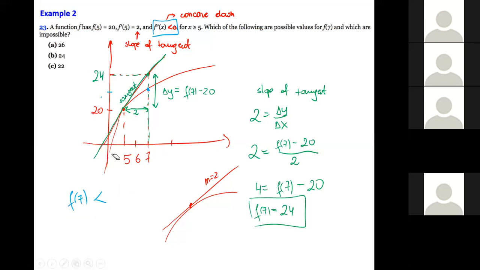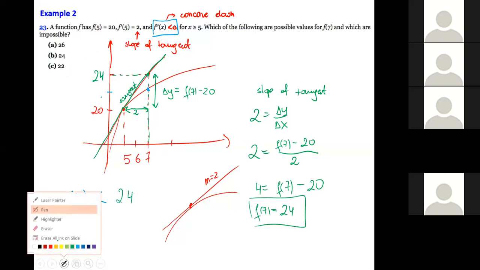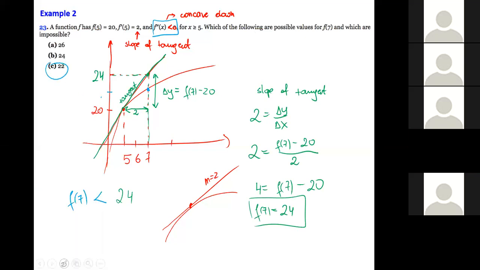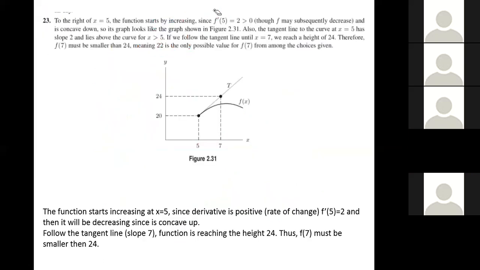I can use 24, the green color. Yeah, I think we can. That means only 22, if we're looking at the options given. Okay? But please remember, the slope of the tangent, that's what I use. And of course, I use the concavity, I use the information about the second derivative. Okay? Always remember.